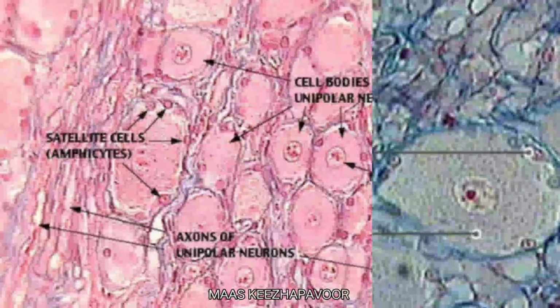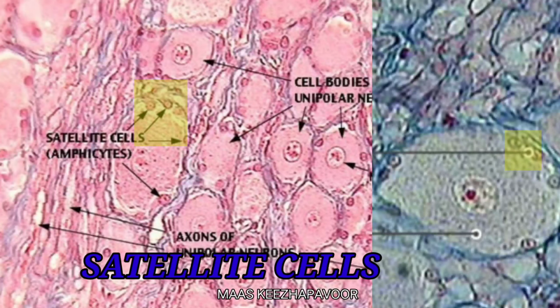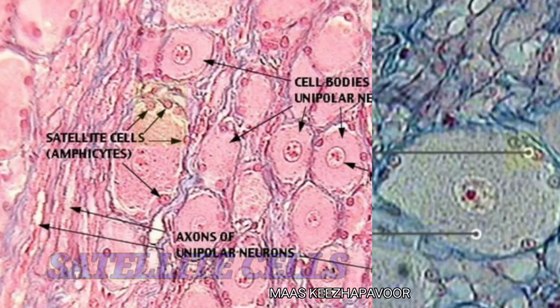The satellite cells are small, flattened cells and present in the neurons of ganglia. They provide protection and nutrient support. They help to regulate the neuronal environment.